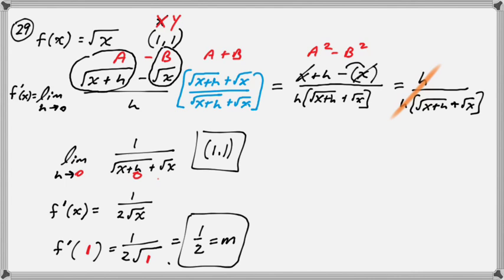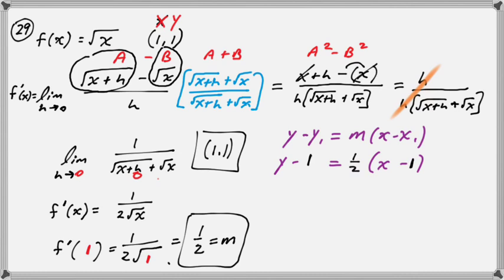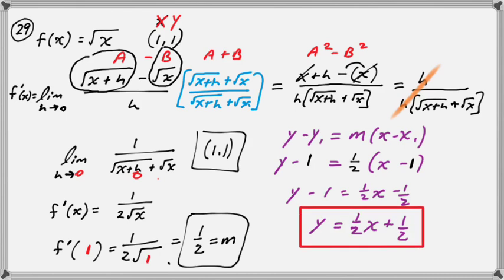So now I'm going to fill it into y minus the y value equals m times x minus the x value. Point slope, because I have a point and a slope. So y minus the y value is 1, the x value is 1, and we know the slope is 1/2. So I get y minus 1 equals 1/2 x minus 1/2. If I distribute, add the 1, which is the same as adding 2 halves. So I think you get 1/2 x plus 1/2, or y equals that for the tangent line equation.